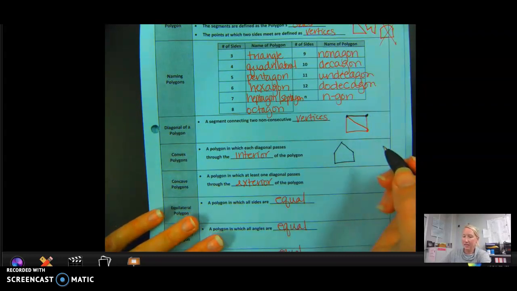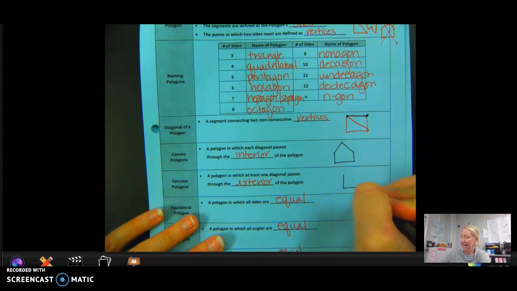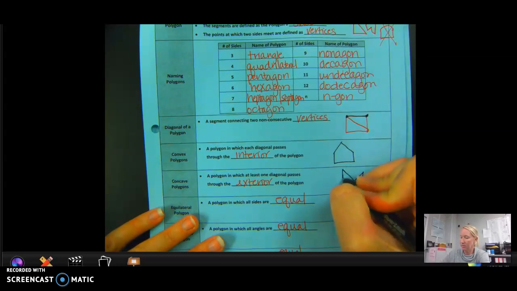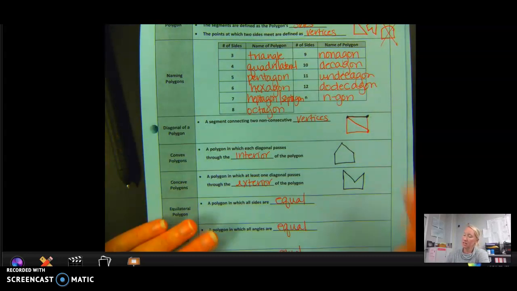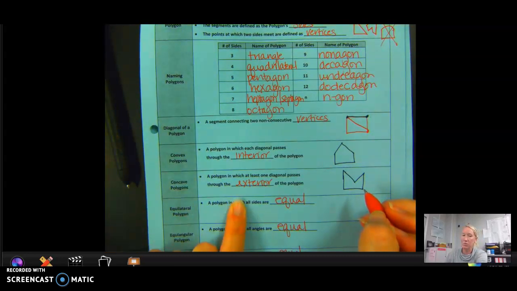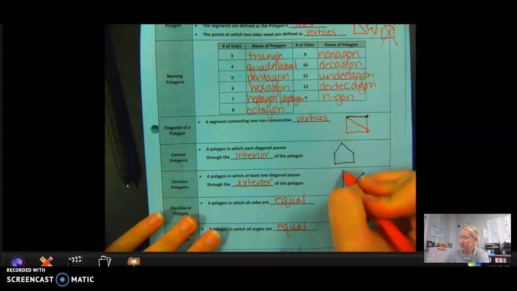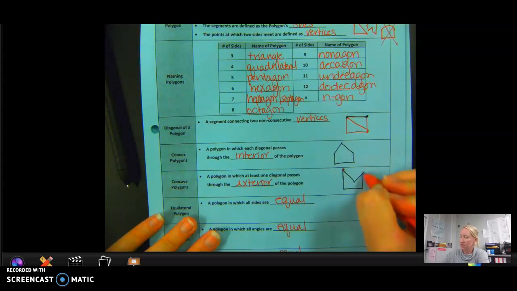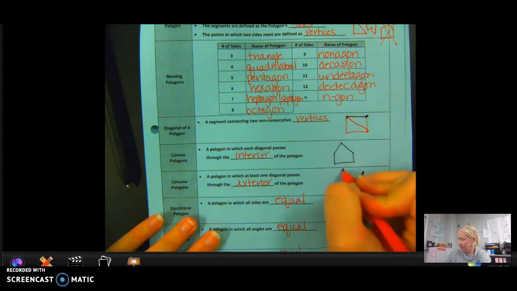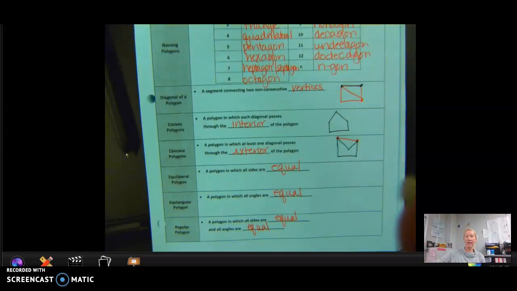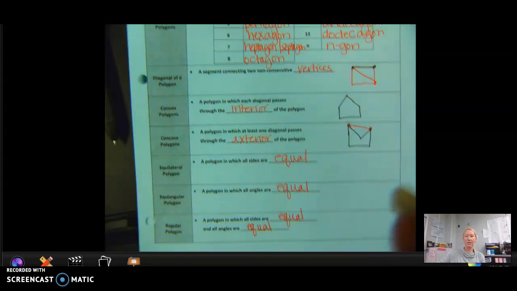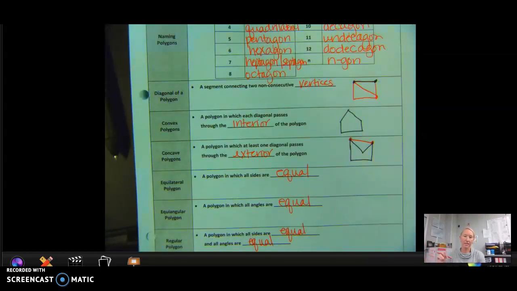Then you have opposite that, which is concave. Concave caves in like a cave at some point. And the reason that that is not convex is because I have at least one diagonal that's in the exterior. So this vertex and this vertex are non-consecutive. So if I connect those by their diagonal, you'll see that it's on the outside of the figure. So one way to tell a concave figure is that at least one of its diagonals goes through the exterior.